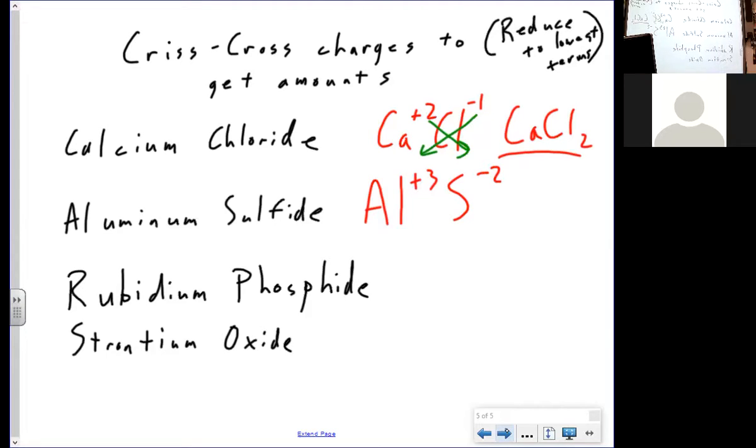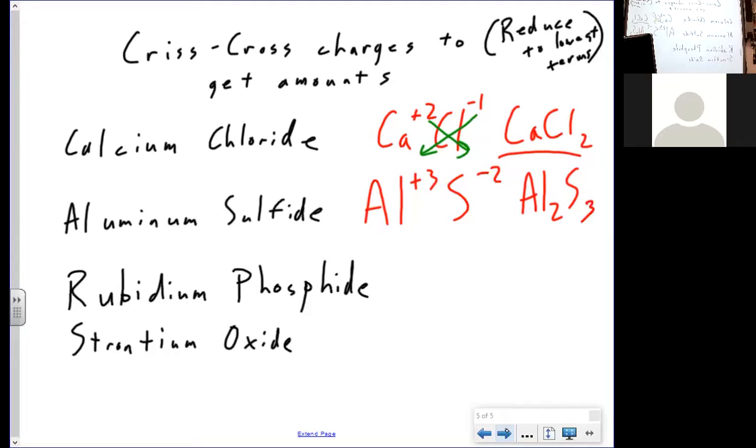Okay. Crisscross will make you jump. How many aluminums? 2. And then there'd be 3 sulfur. Yep, 3 sulfur. Aluminum sulfide. You don't have to put a -2, you can just put 2. This isn't negative. This is an amount. This is a charge, so I need negative. I need positive. These are amounts. I don't need a positive or negative because it's just how many you got.